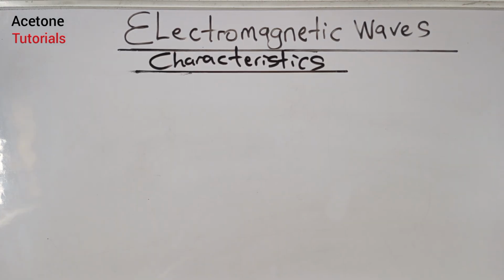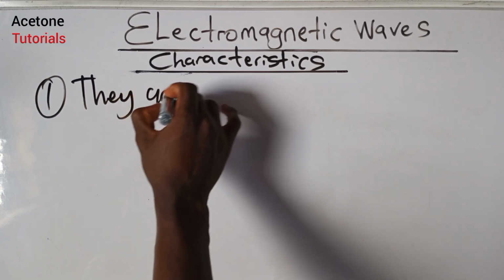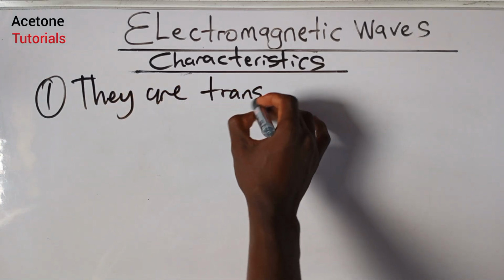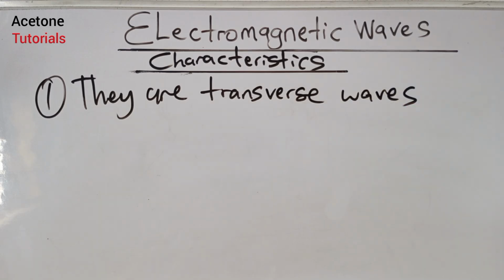Characteristics of electromagnetic waves. 1. They are transverse waves. All electromagnetic waves are transverse waves, meaning the direction of propagation of the wave is perpendicular to the direction of vibrations of the wave. So the direction of vibration, in this case, is the direction of vibration of the electric and magnetic field.